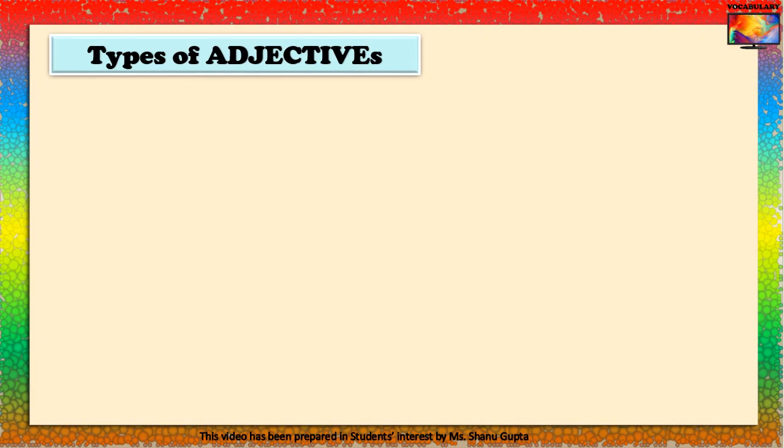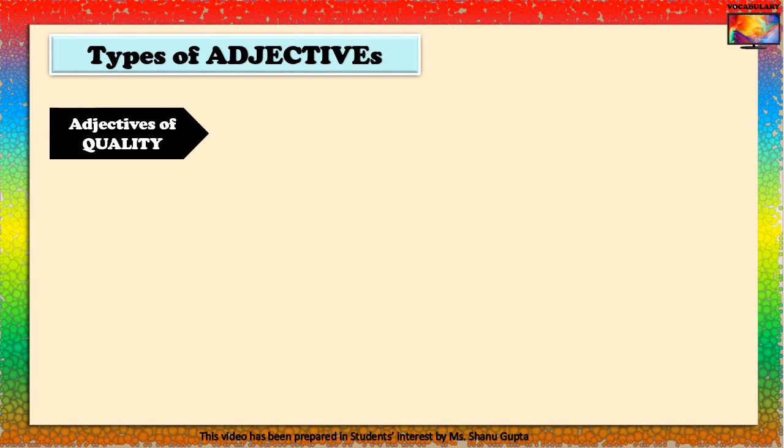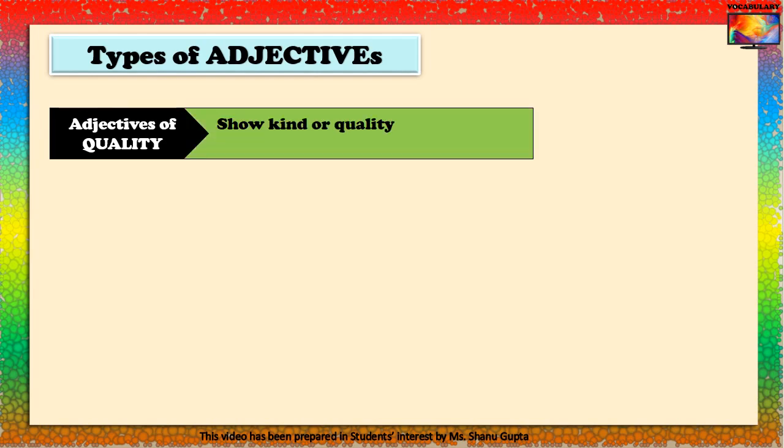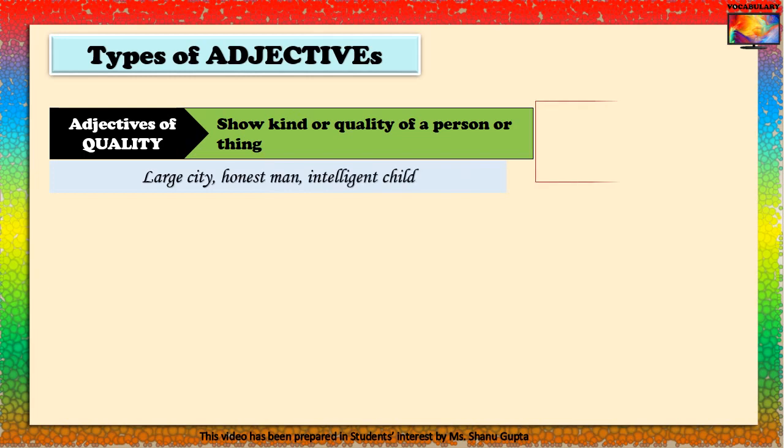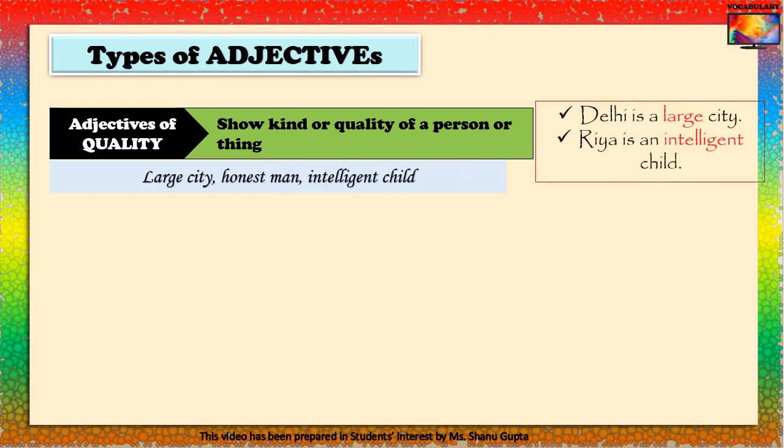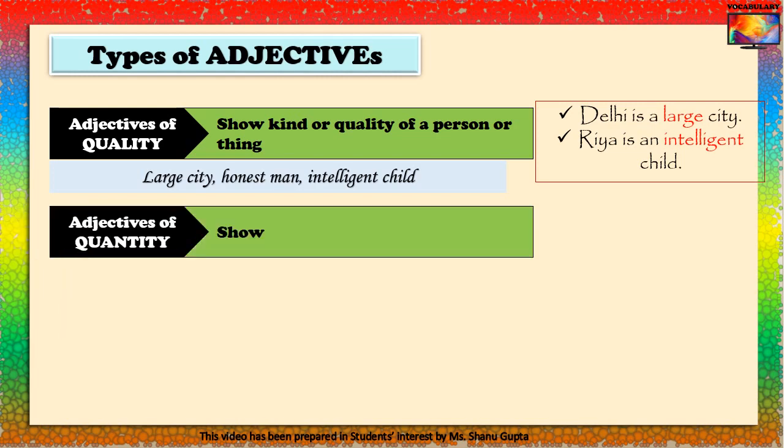Now let's discuss the various types of adjectives. An adjective can show kind or quality of a person or thing. Like in the phrase, a large city, the adjective large describes the kind of city Delhi is. Or in the phrase, intelligent child, the adjective intelligent describes the quality of Riya.